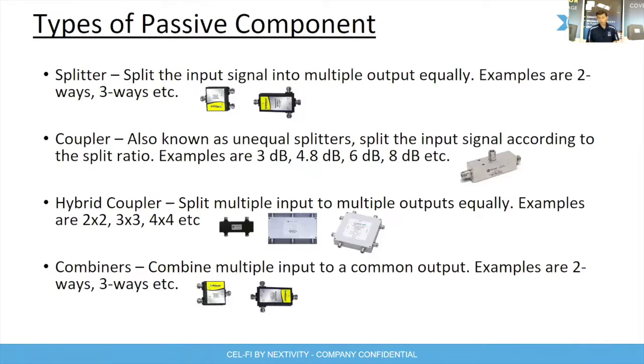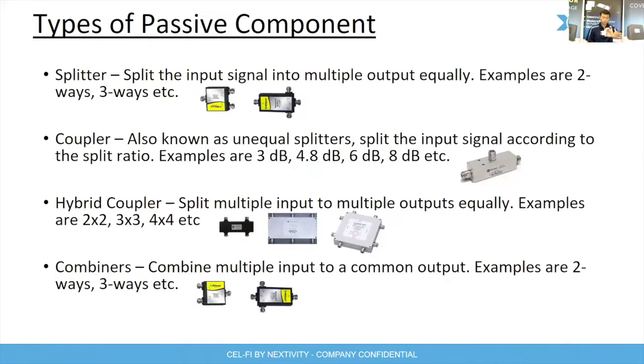The next passive component we're going to take a look at is a combiner. A combiner basically just combines multiple inputs into a single common output. Previously, I've shown you a two-way splitter. If I were to turn it around, you can see that I have two input ports over here and then a common output port. This becomes a two-way combiner, right?